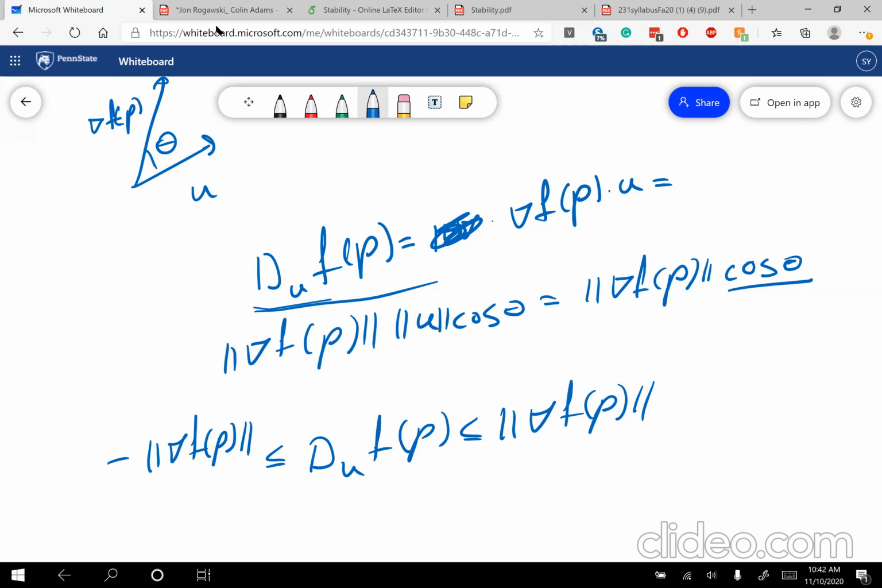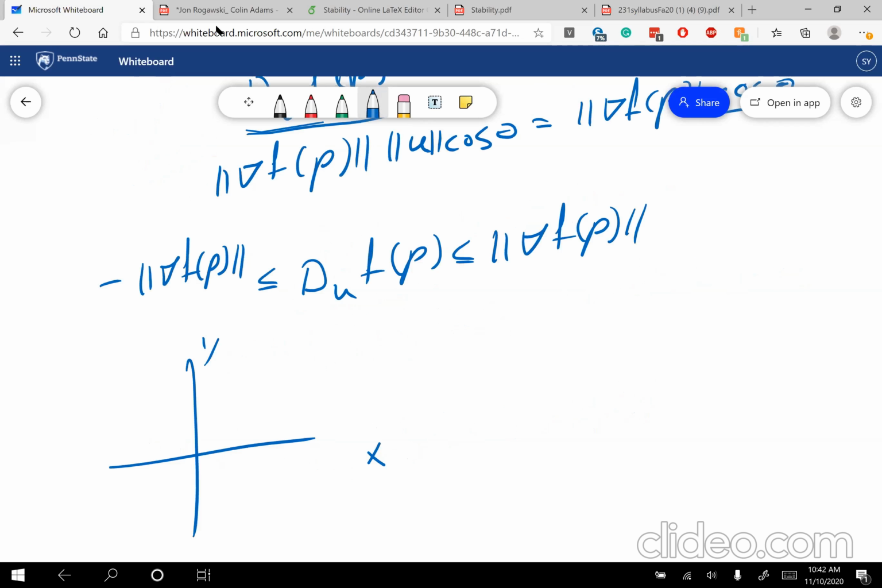Which tells us that any direction that we go in, if here's my u, the directional derivative of f in this direction will always be less than the directional derivative in the direction of the gradient itself. So if here is my gradient, the directional derivative in this direction, which corresponds to the magnitude of the gradient, will always be bigger than the directional derivative in the direction of u, and that will always be bigger than the directional derivative in the negative direction of the gradient. Any questions about this?